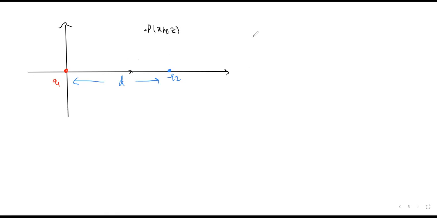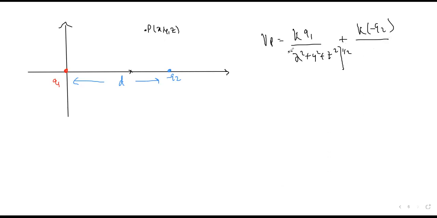Potential of that point P can be written as k into q1 by (x square plus y squared plus z squared) to the power half plus k into minus q2. Of course, there'll be a root to the power half. ये सब चीज थोड़ा सा check करते रहो. K into minus q2 by यहाँ पे distance हो जाएगा ((x minus d) whole squared plus y squared plus z squared) to the power half.